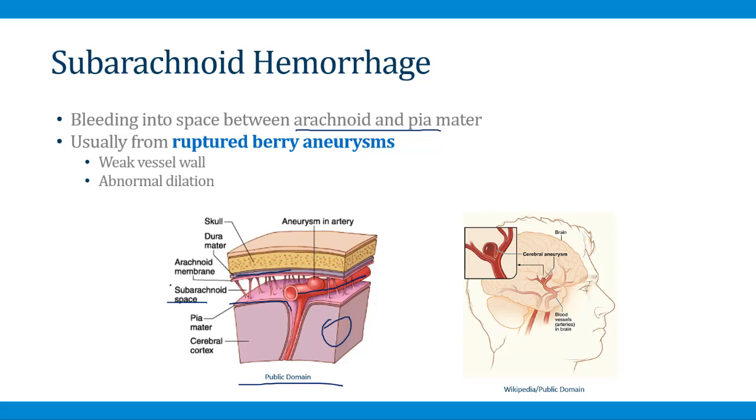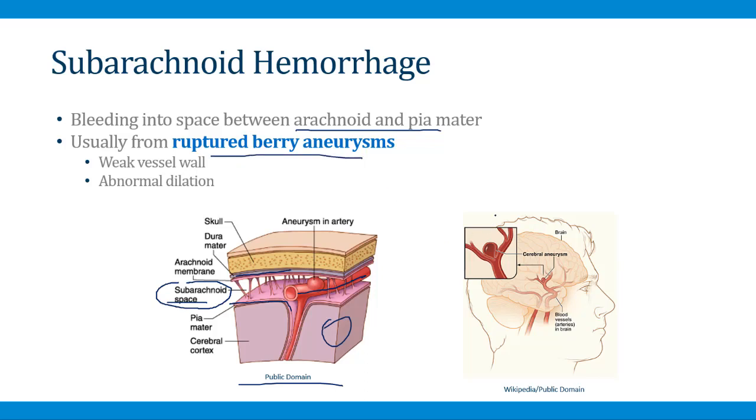hemorrhage. Now, also found in the subarachnoid space is the cerebrospinal fluid, and this is important to know because when there's bleeding into the subarachnoid space, you will find blood in the CSF, and we'll talk about that later for diagnosis of subarachnoid hemorrhage. And the most common cause of a subarachnoid hemorrhage is a ruptured berry aneurysm.